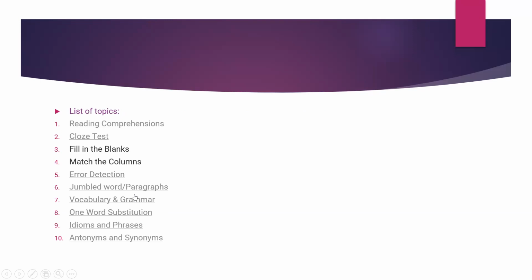Reading comprehension will be there. You have to read one passage and then answer the questions. Cloze test will be there, like replacing one word with another. Then fill in the blanks will be there. Matching the columns will be there. Error detection will be there. Jumbled words or paragraphs will be there. Vocabulary and grammar will be there. One word substitution will be there. Idioms and phrases will be there. And antonyms and synonyms will be there.